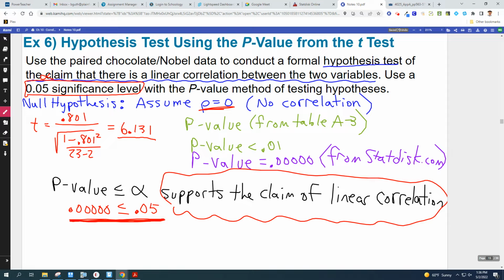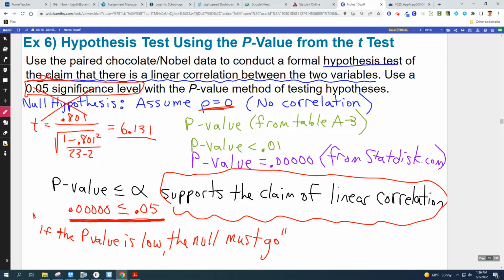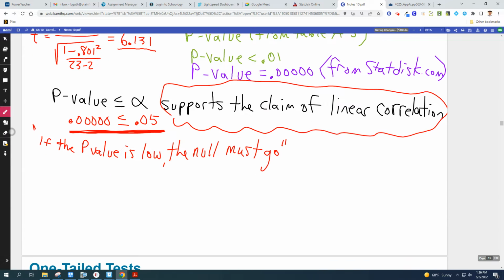There's this little saying that says, if the p-value is low, the null must go. I don't know how useful that is, but if p is low, the null must go means we're going to reject the null hypothesis, reject it, okay? That means this isn't true. We don't think this is true. We think there is, in fact, a linear correlation.